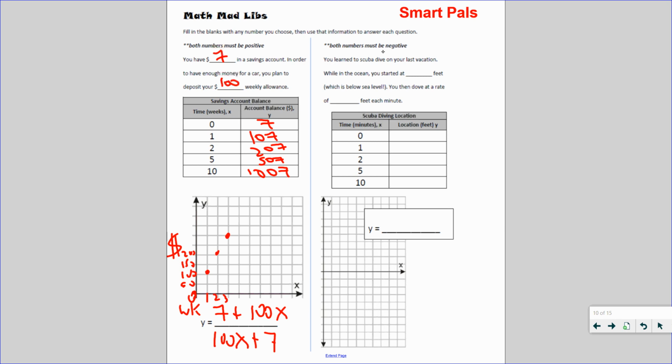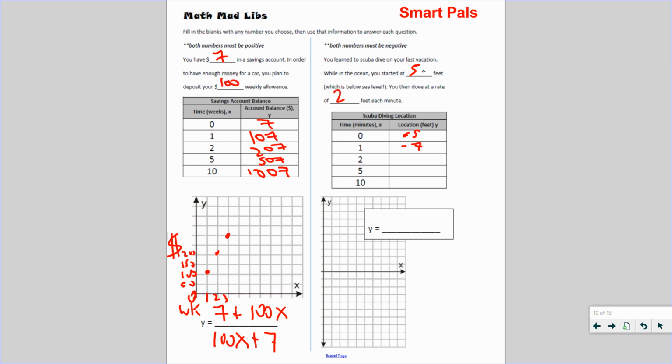Last but not least, you learned to scuba dive on your last vacation. While in the ocean, you started at 5 feet below sea level. You then dove at a rate of 2 feet each minute. So where are you now? After 0 minutes, you're at -5. After 1 minute, you're at -5 and you dove down 2 more, so you're at -7.